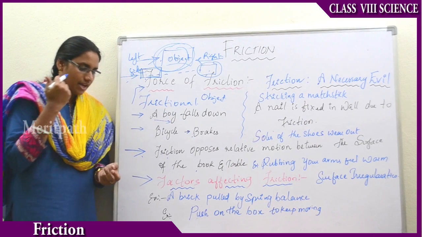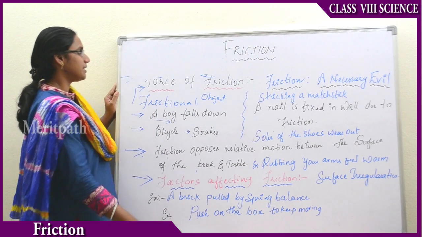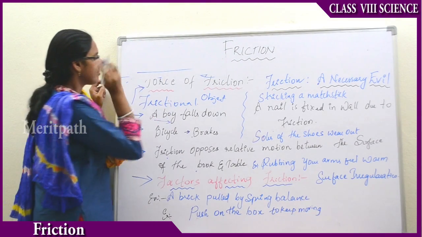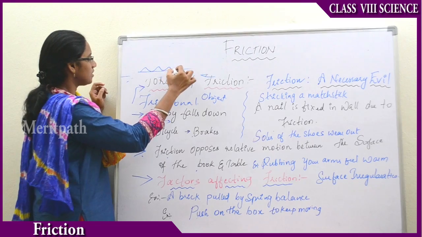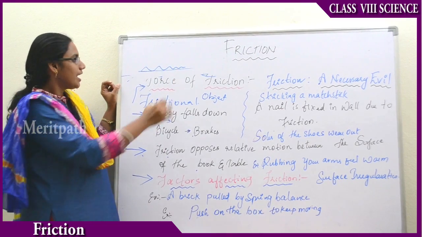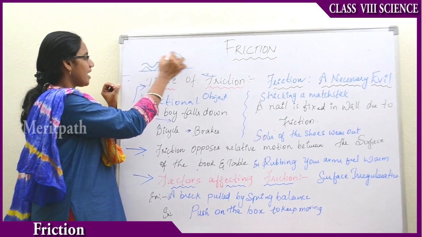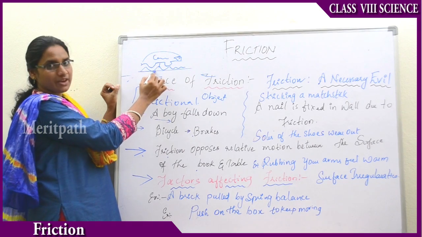Observe that there is a surface irregularity between two surfaces. Let us assume this is a road. Now there is surface irregularity, which means there are ups and downs in the surface of the road. Here I am bringing one car. Assume this as a car. Now I am bringing this car in contact with the road.